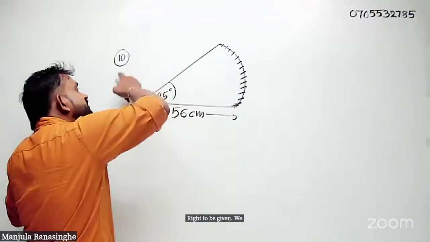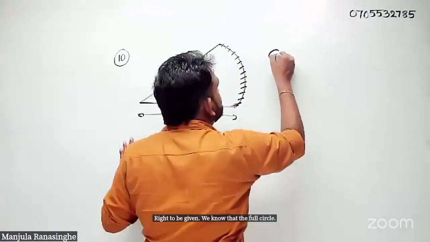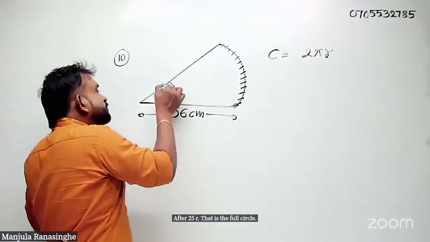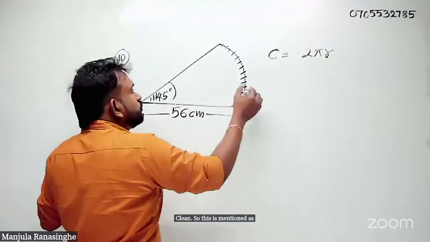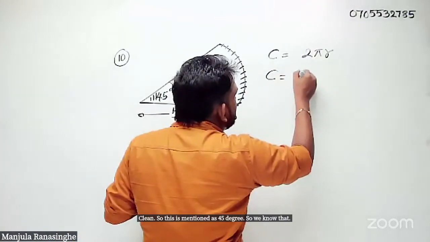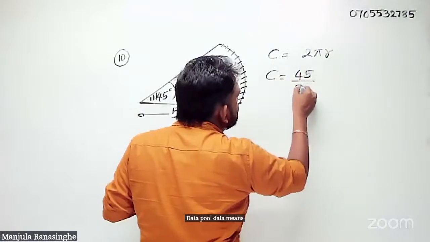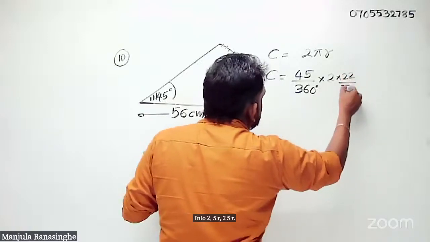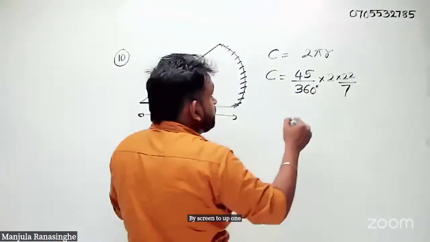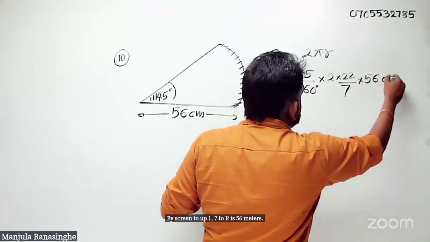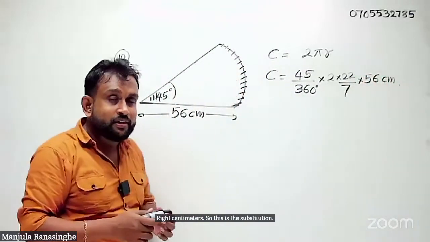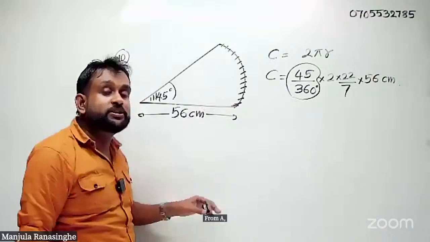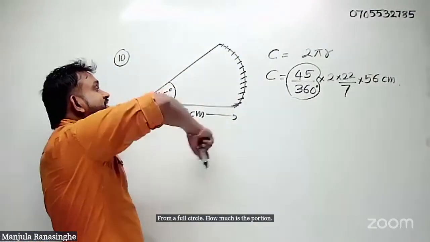We know that the full circle arc length is C equal to 2πr. That is the full circle arc length. So this is mentioned as 45 degrees. So we know that C equal theta upon 360 into 2πr, where theta means 45, so 45 upon 360 into 2 into 22 upon 7 into r, where r is 56 centimeters. So this is the substitution. This indicates from a full circle, how much is the portion. Full circle is 360, this is 45.